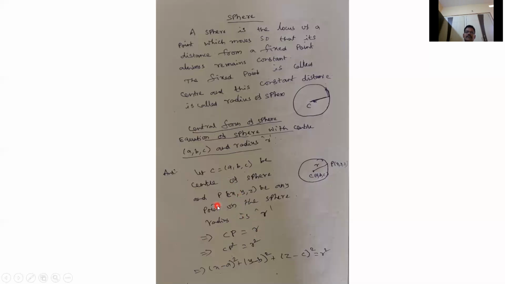And also, if the center is the origin, that is (a, b, c) equal to (0, 0, 0), then the equation of the sphere is x square plus y square plus z square equal to r square. So the equation of the sphere with center origin and radius r is x square plus y square plus z square equal to r square.